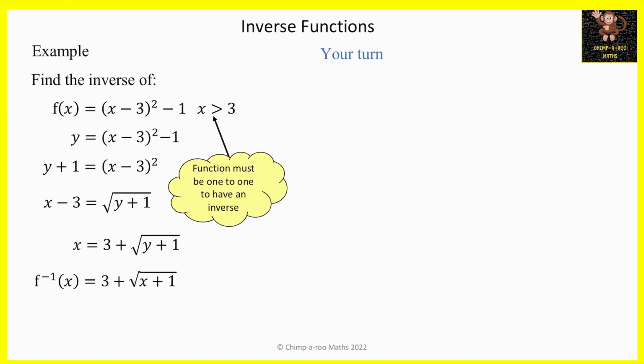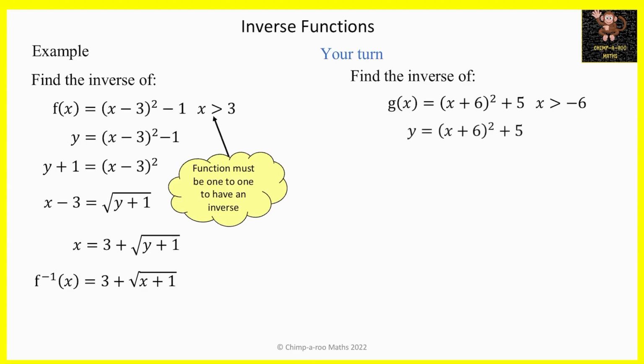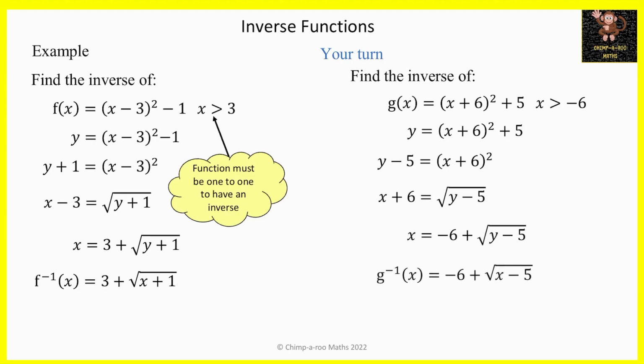Okay, your turn now. Try it where g of x is equal to x plus 6 all squared plus 5, where x is greater than minus 6. So y is equal to x plus 6 squared plus 5. Let's subtract 5 first, then square root it, then subtract 6. So x is minus 6 plus the square root of y minus 5. So there our g to the minus 1 of x is equal to minus 6 plus the square root of x minus 5.